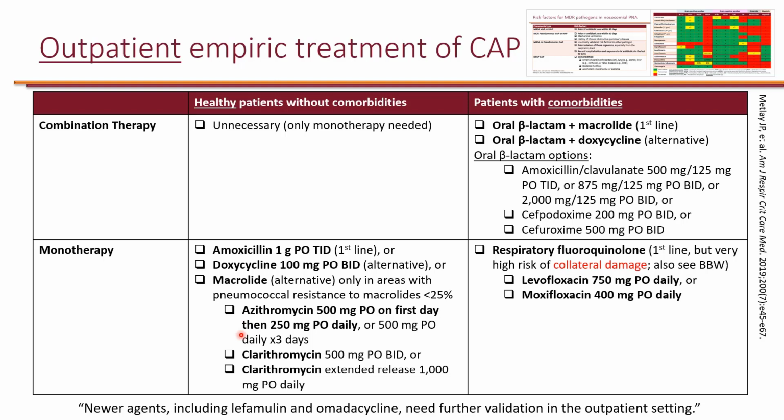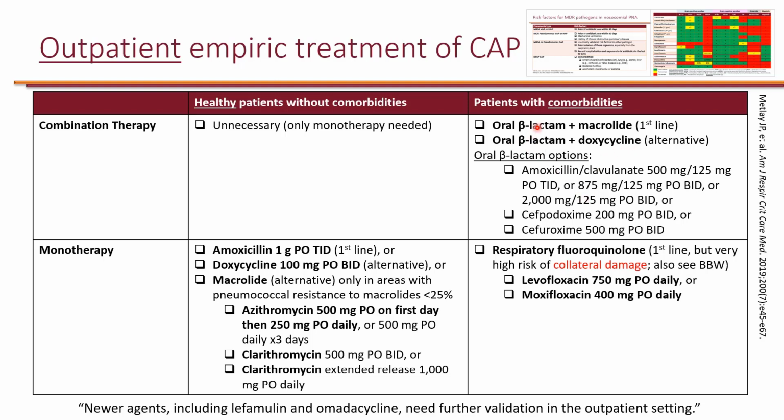Now, for those patients who have comorbidities, because they are at increased risk of having drug-resistant strep pneumo, you don't want to use a single agent, so we use a combination so that we have good coverage. We have oral beta-lactam plus a macrolide as first line. And if someone cannot tolerate that option, then alternatively, you can use a combination of oral beta-lactam with doxycycline.